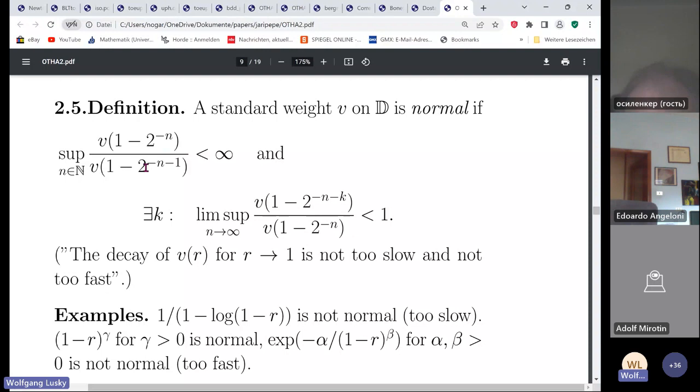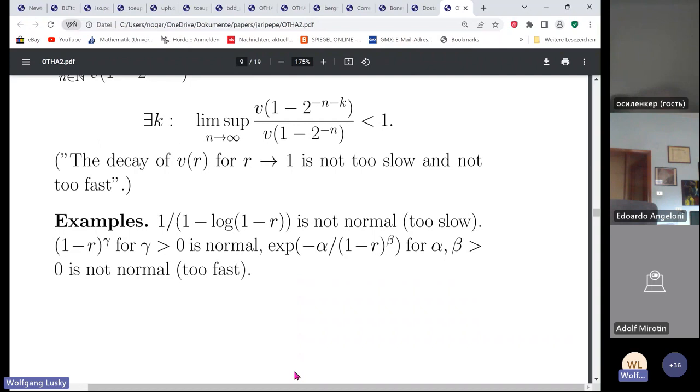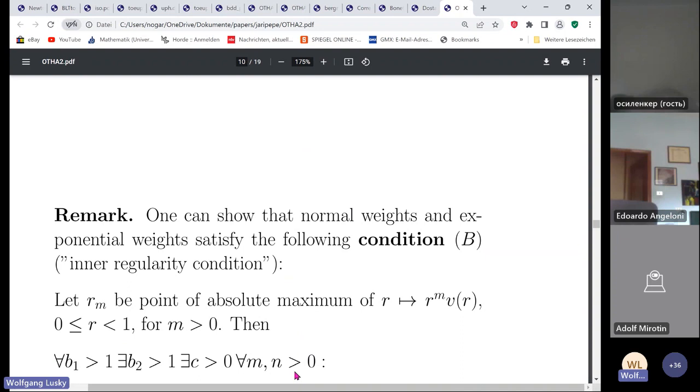Now, before I come back to Toeplitz operators, let me digress a little, because the last two classes of weights, the normal weights and the exponential weights, satisfy a more general condition and in a way are nice. And this I want to introduce as condition B for a given standard weight. I talk only about standard weights here in this context on the open unit disk. This is the following very technical condition.